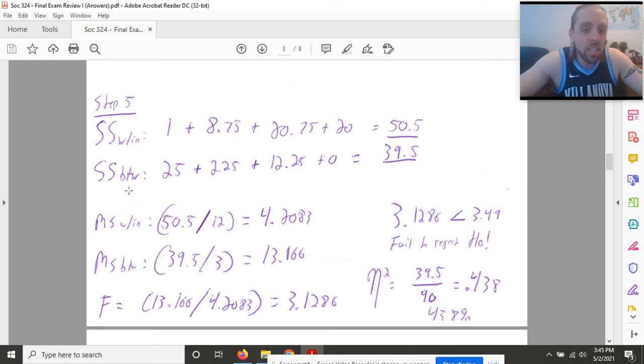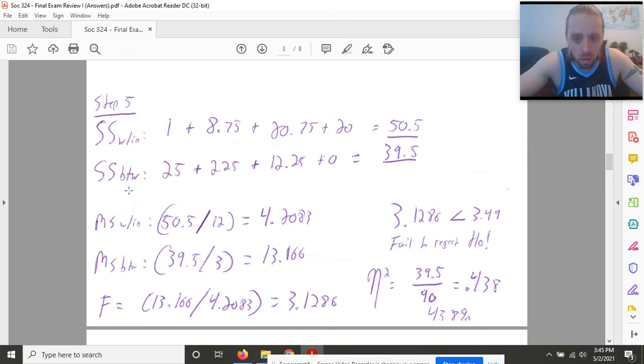And F is very simply mean squares between divided by mean squares within. And you should have gotten an F of 3.1286. That's getting close to the critical value, but it's not good enough. We fail to reject the null hypothesis and say that there is not a significant relationship between where you live and educational attainment.